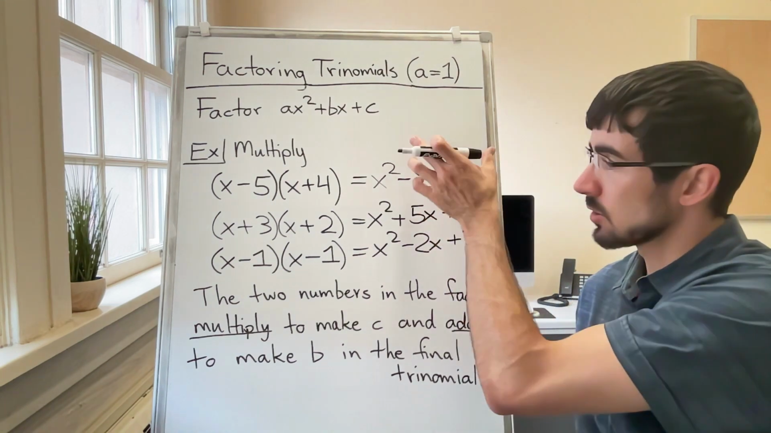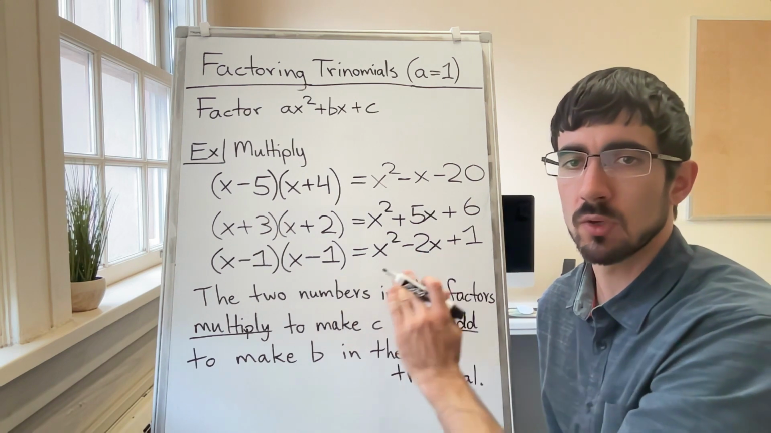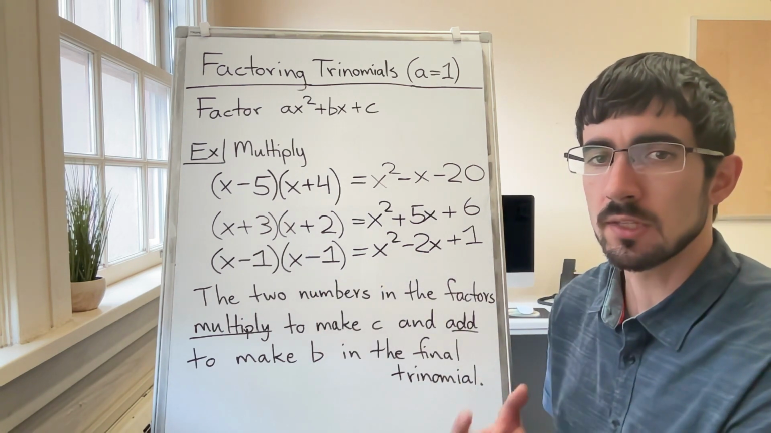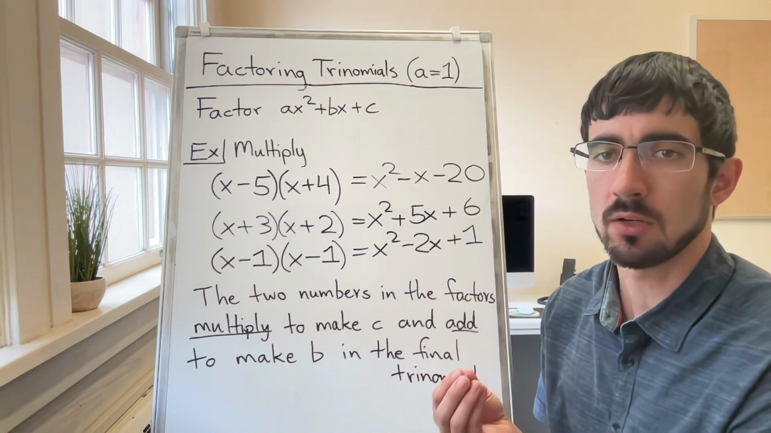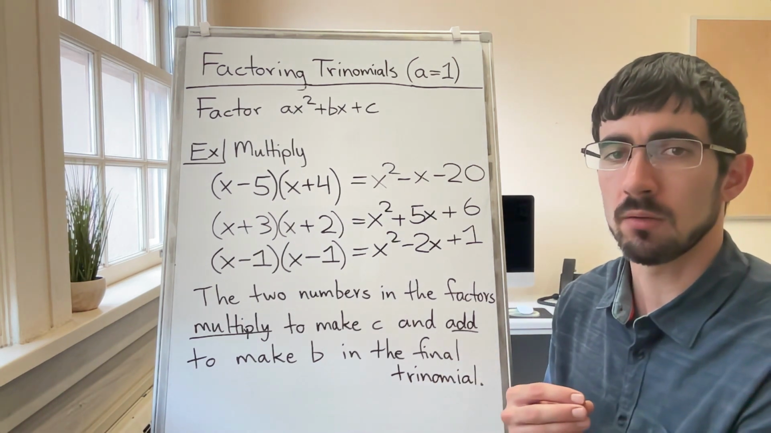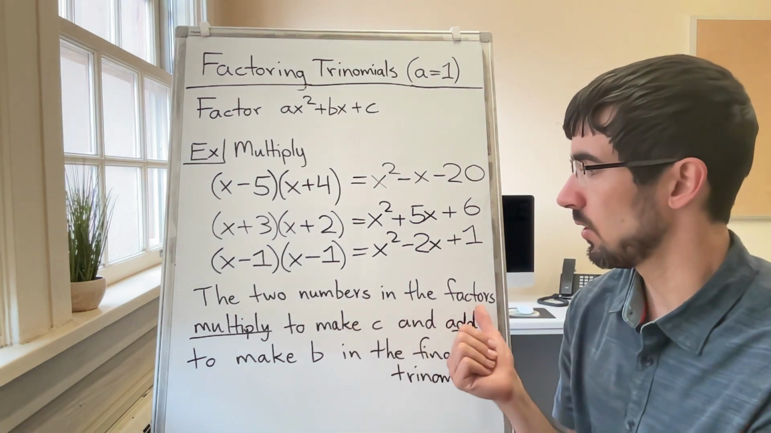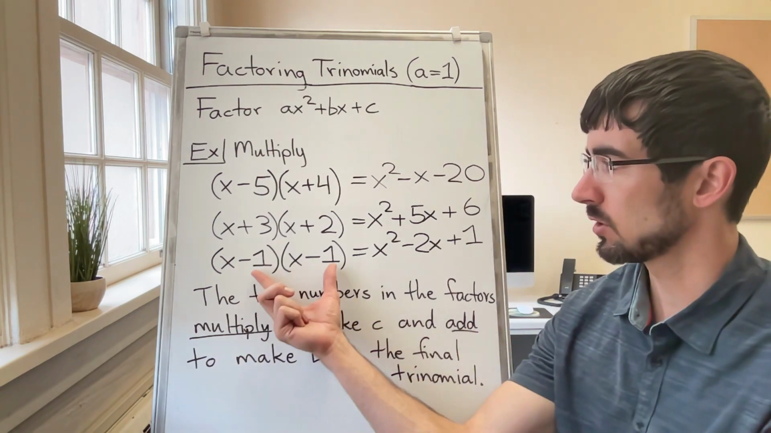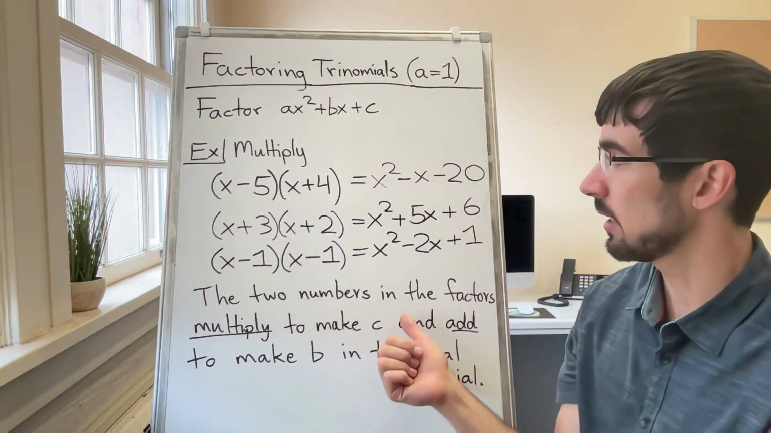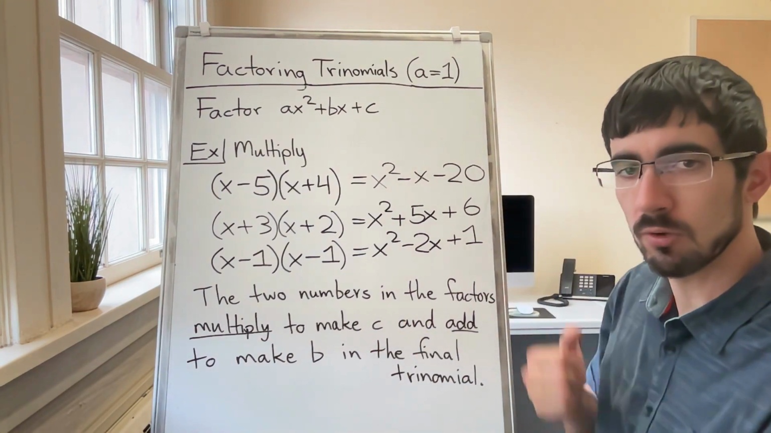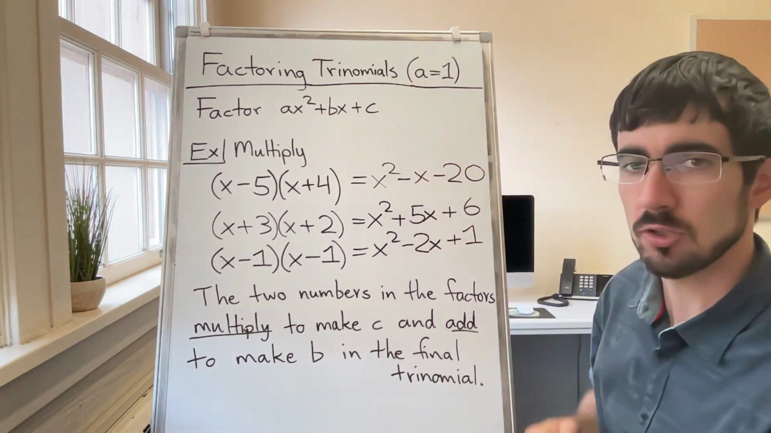As we factor, we're starting with expressions like this on this side, and we're moving backwards to find those original binomial factors. So let's think about some patterns here. What do we see as we multiply more and more binomials together and compare them to the final trinomial answer? Well, here's one pattern that we notice. The 2 numbers in the factors showing up here multiply to make c, that's the last number in the trinomial, and they add to make b, that's the middle coefficient in the trinomial.